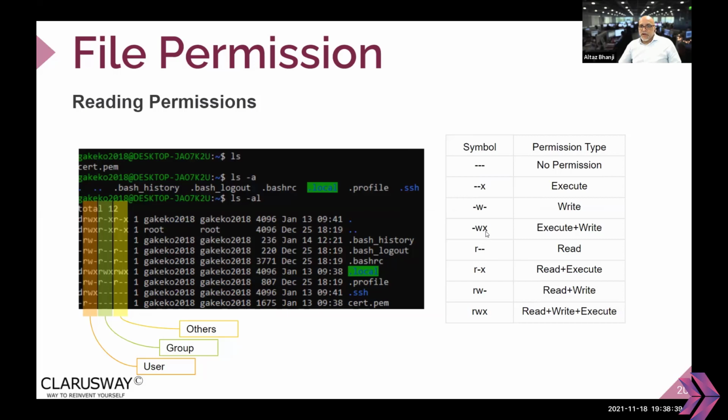Then if I have -wx, it's going to be write and execute. And then this is going to be a common one: r--, which means read-only permission. You can see there's a few different places where that shows up. So the user, or the owner of this file himself or herself, has only read permissions here. In the case of this file, the group and everyone else has read-only permissions.